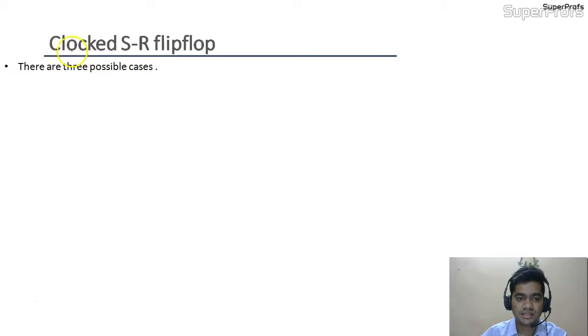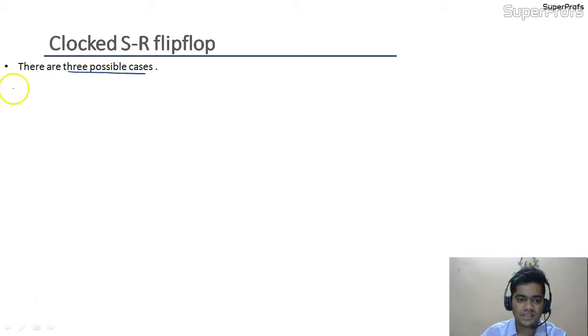Now we are going to discuss the clocked SR flip-flop. The difference between the latch and the flip-flop is that in a latch there is no clock input, but in a flip-flop there is a clock input that controls the working of the SR latch or SR flip-flop. So there is not much difference there, and there are 3 possible cases for the clocked SR flip-flop.